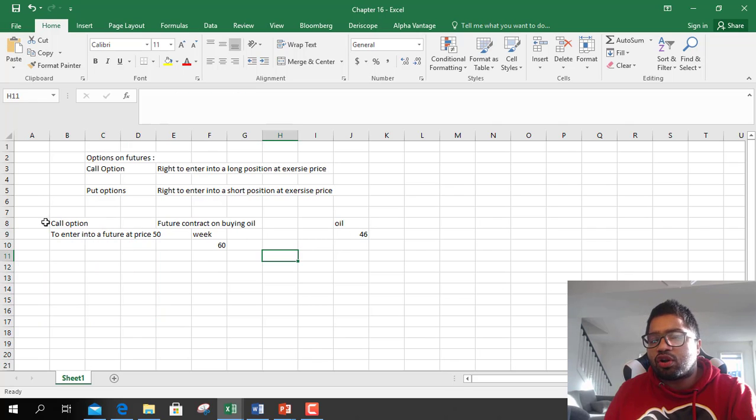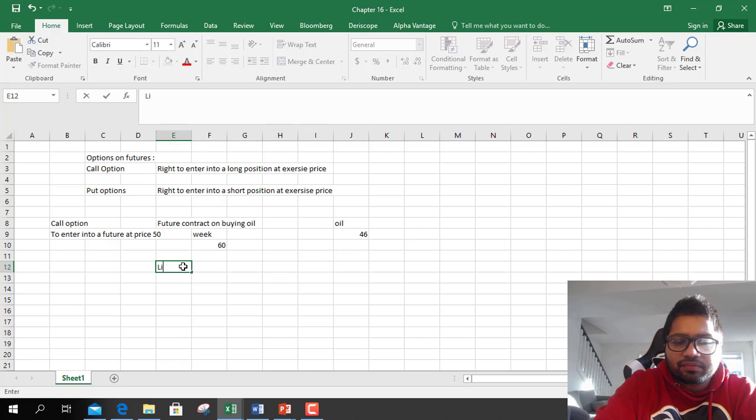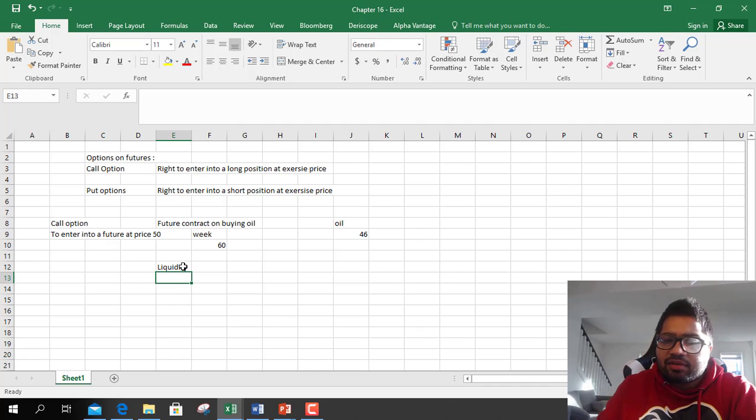Now why do we use call options on futures instead of call options on oil? The first reason is that derivative contracts, the future contracts, are much more liquid than the underlying commodities. The second reason is that future contracts, when you enter them, are mostly cash settled. But whenever you deal with commodities, sometimes you have to take and make deliveries. That can be very cumbersome. So instead of taking and making deliveries, you can get into future contracts which are cash settled and more liquid.